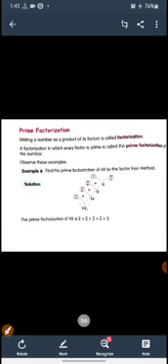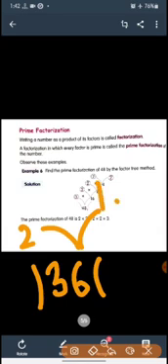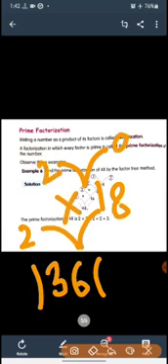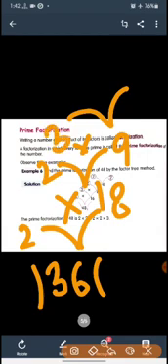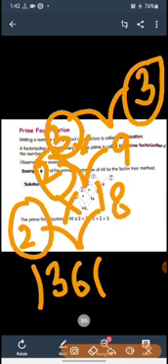Again, one more example. Let us say 36. So here we will divide by 2 first, and get 18. Again we will divide by 2 and get 9. Here 9 is not divisible by 2, then we will see it is divisible by 3. We will take 3 and divide it. So here 2, 2, 3, 3 is the prime factorization of 36.